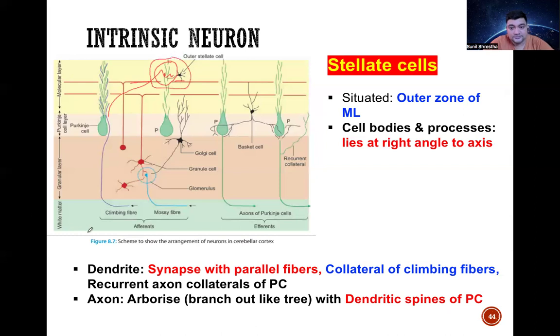So they are generally present in the outer layer, making an angle of 90 degrees, a right angle to the axis, and get connected with the Purkinje cell as well as with the parallel fibers coming from the granule cells, and some of the collaterals coming from the climbing fibers. And their axons branch out like a tree-like branching.